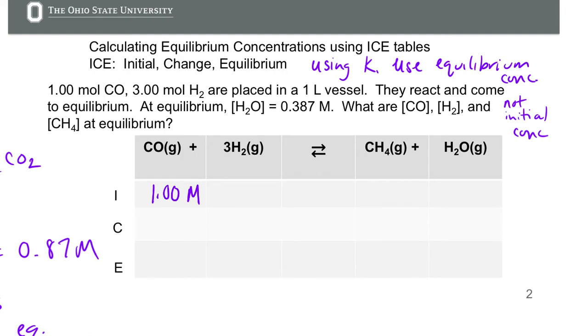Our initial concentration of H2 is 3 moles per liter. And those are the only things that have been placed in the flask. So we don't have any products. So I like to just draw a line so I keep track of that, and I make sure that I've checked for everything. Okay?